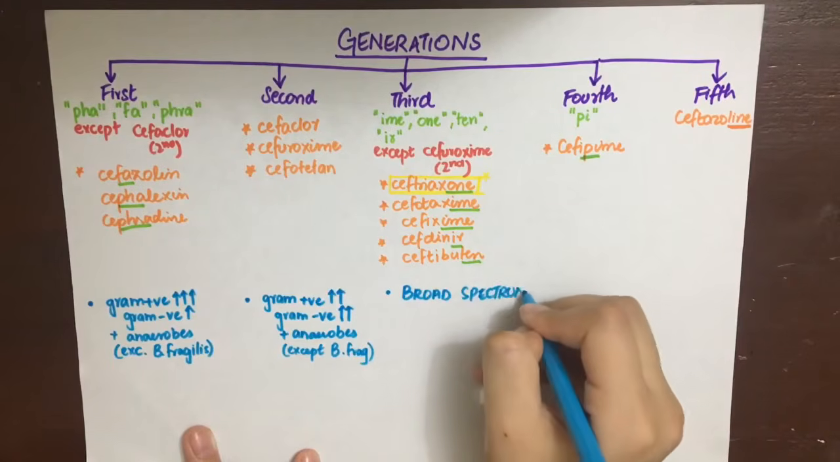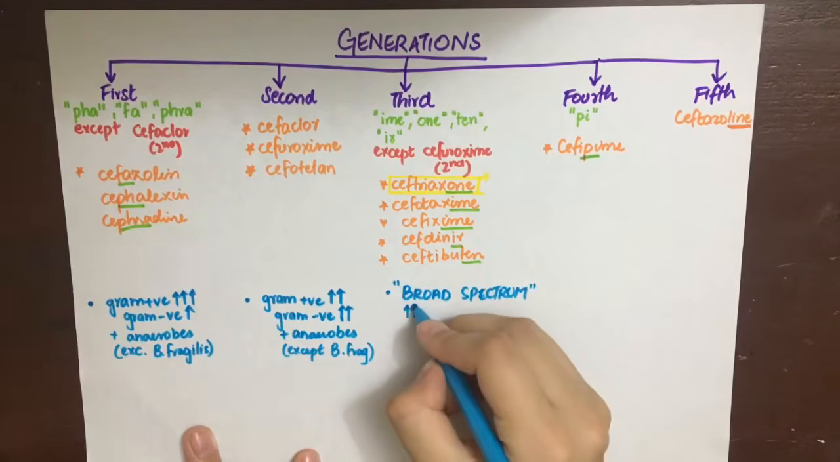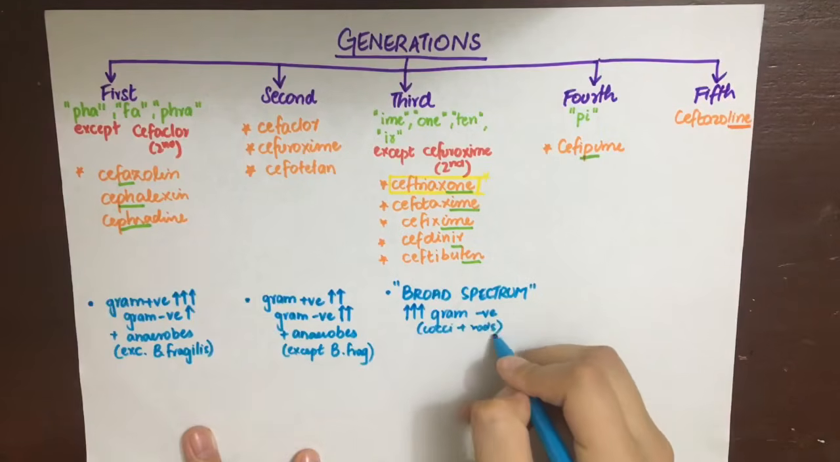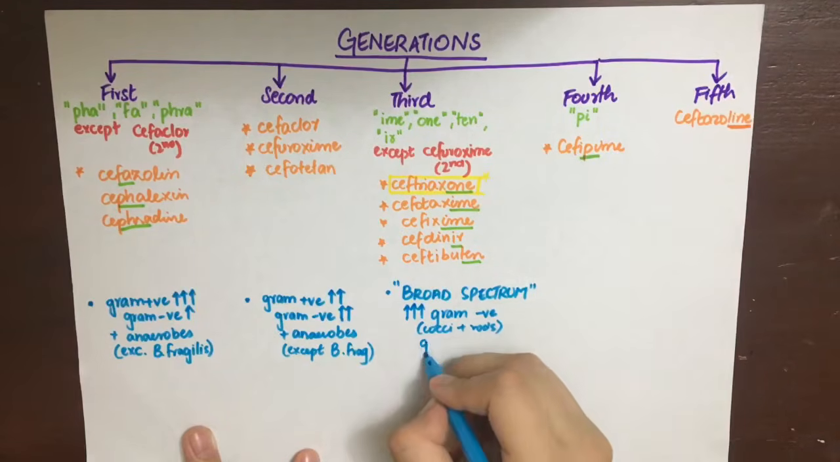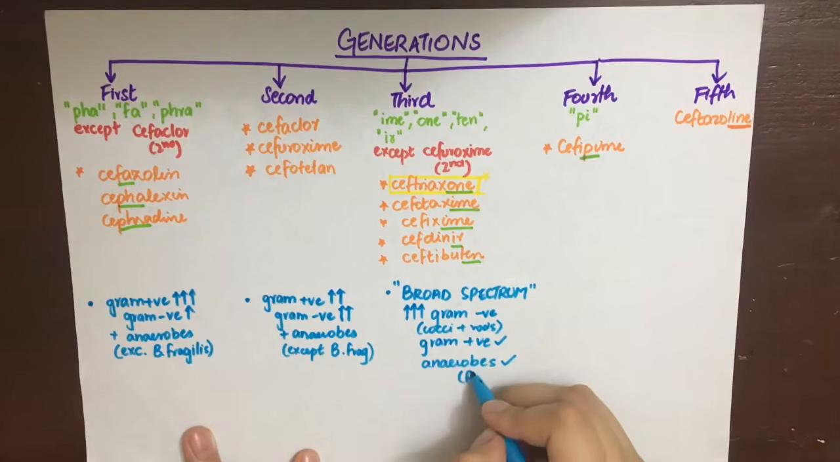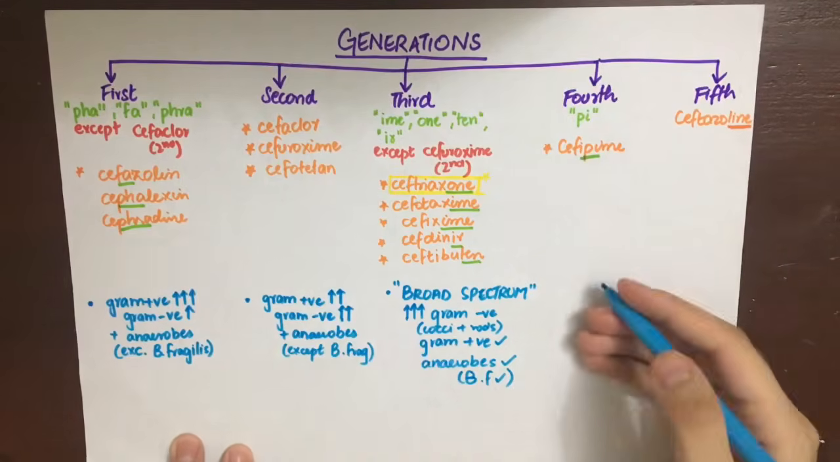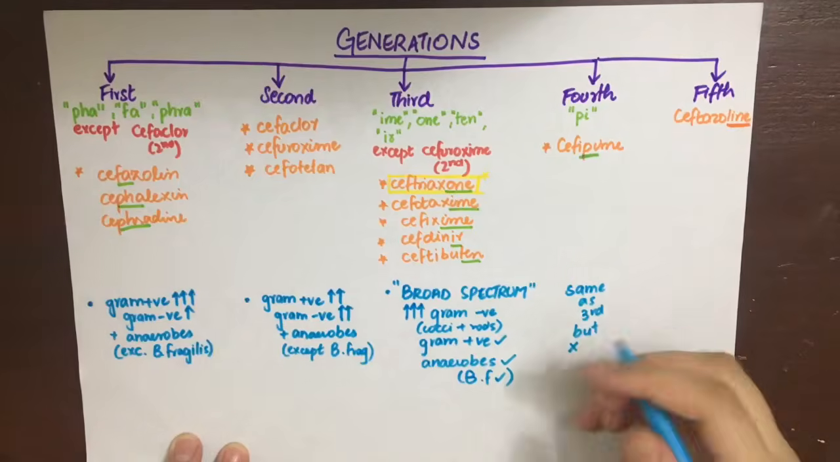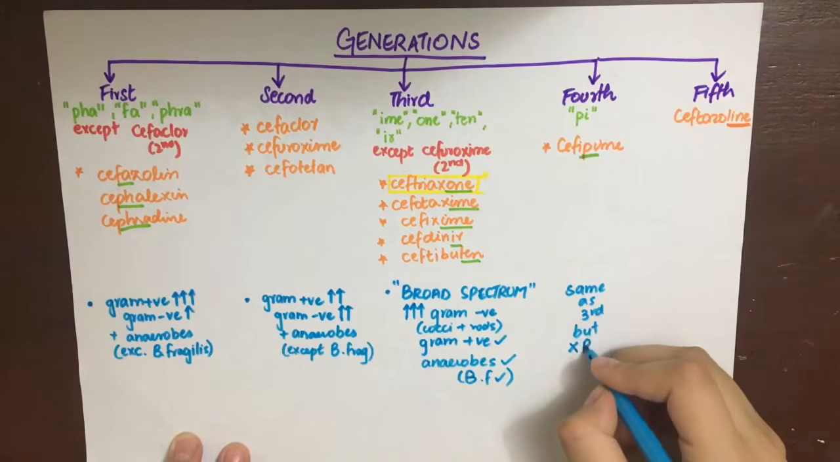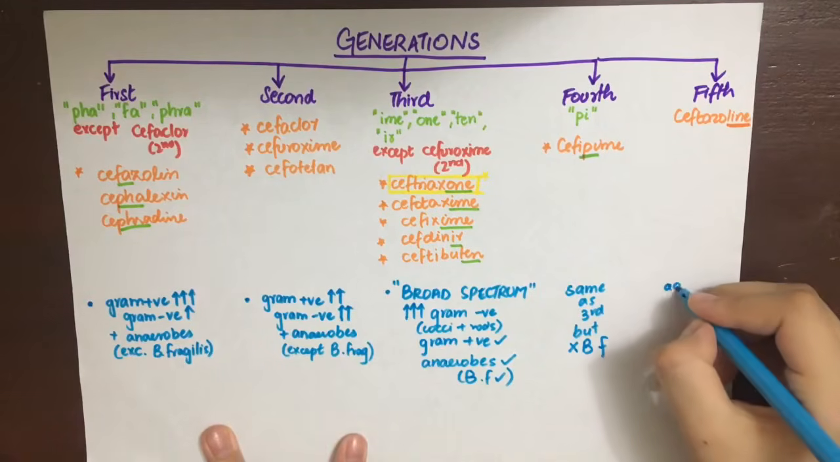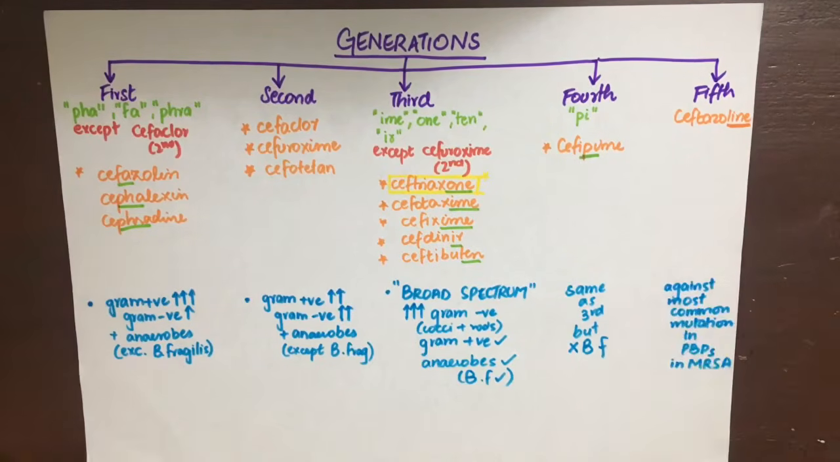It has the greatest activity against gram-negative, both cocci and rods, and also against gram-positive and anaerobes, including Bacteroides fragilis. The fourth generation will have the same effects as the third, but not an activity against Bacteroides fragilis. Lastly, the fifth generation are most commonly used against the most common mutations in the penicillin binding proteins in MRSA cases. Let's now see if they have the ability to cross the blood-brain barrier or not.